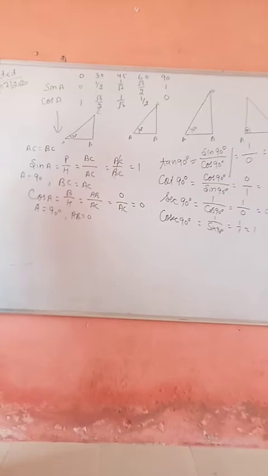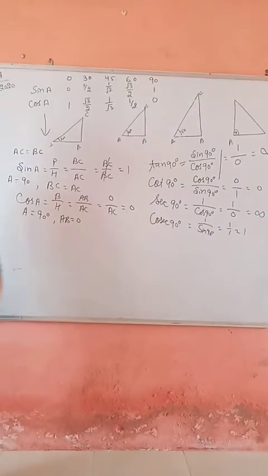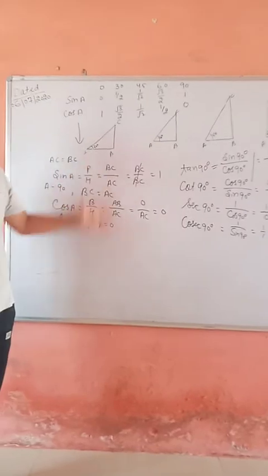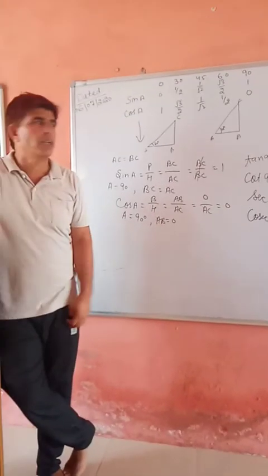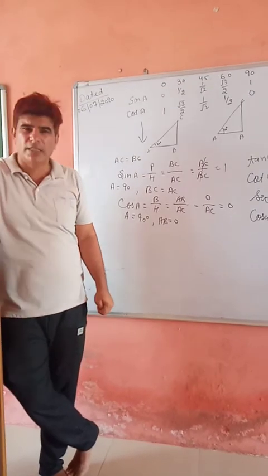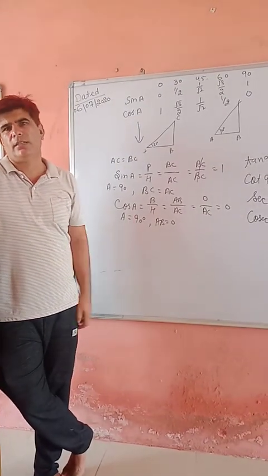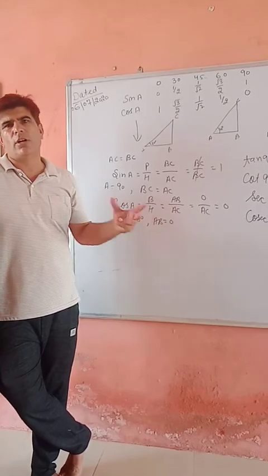Today your homework is this. Again, try to find out in your rough notebook all these trigonometric ratios at 0 degree angle, 30 degree angle, 45 degree angle, 60 degree angle, and 90 degree angle. And complete your notebook also.